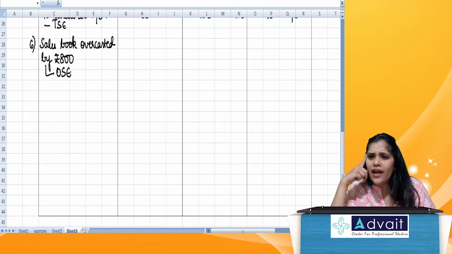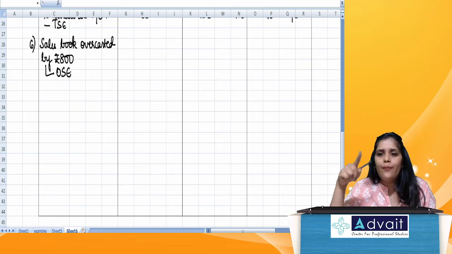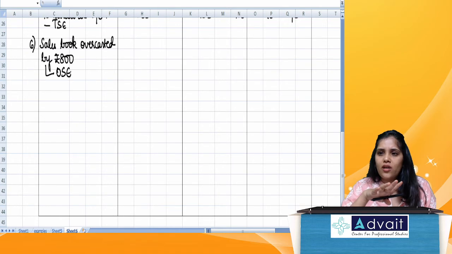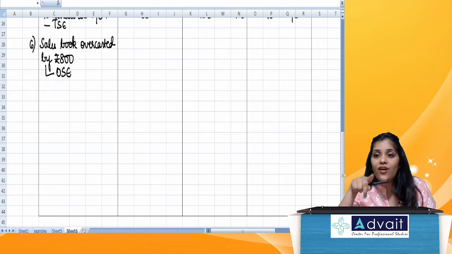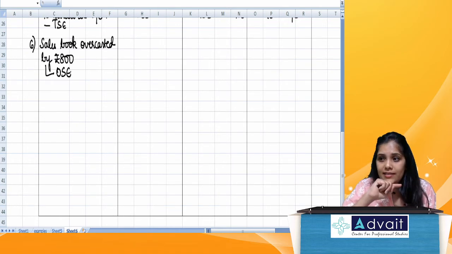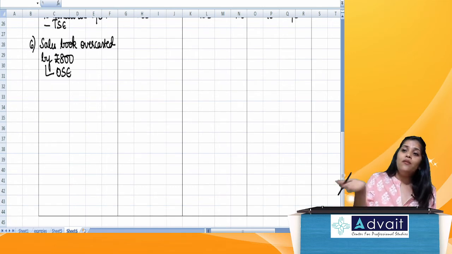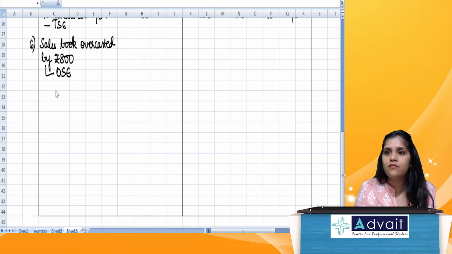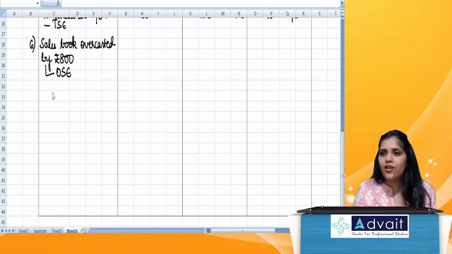Now, where will you write the sales book total? Ma'am, the sales book total will be written on the credit side of sales account. So, can I say you're showing credit side more? Then how will you rectify it? Debit how much, Anup? Very good.